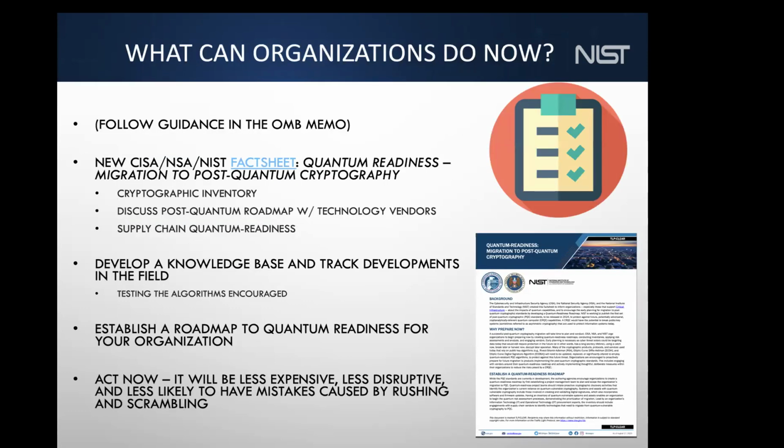So what are some things that organizations can do now to prepare for the transition and the migration? I'd say one place to look is the Office of Management and Budget memo that came out about 1.5 years ago. It has a lot of good detailed steps, and I'll outline some of them on the next slide. There was also a fact sheet put out by CISA, NSA, and NIST called Quantum Readiness, Migration to PQC that had good detailed information.